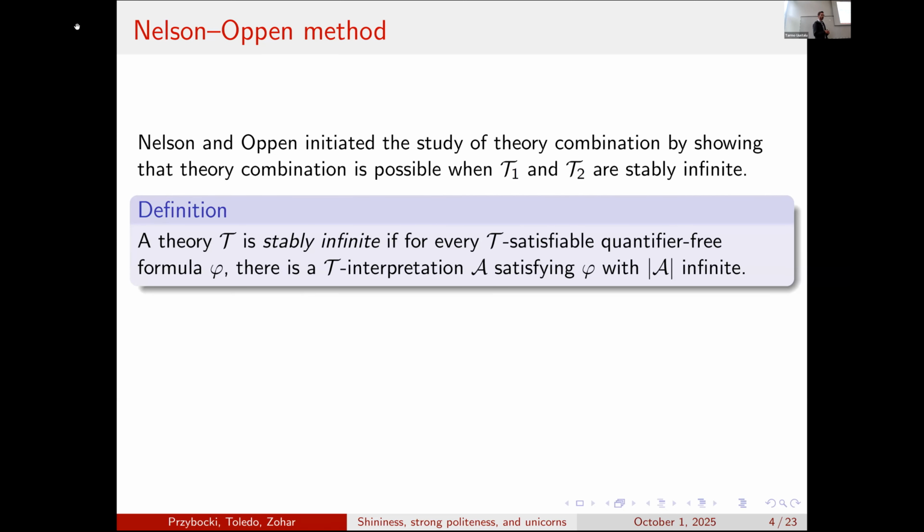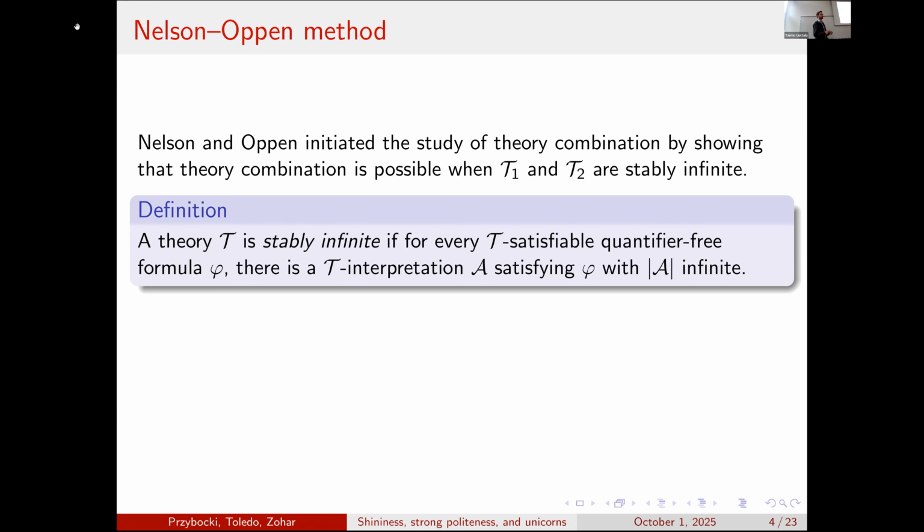One example that I'm sure many people have seen is the Nelson-Oppen method for theory combination. This was all the way back in the 70s. What they showed is that theory combination is possible when T1 and T2 satisfy a property called stable infiniteness, and by possible, I mean the combination is decidable. Stable infiniteness means that for every T-satisfiable quantifier-free formula, there's some infinite interpretation that satisfies it.